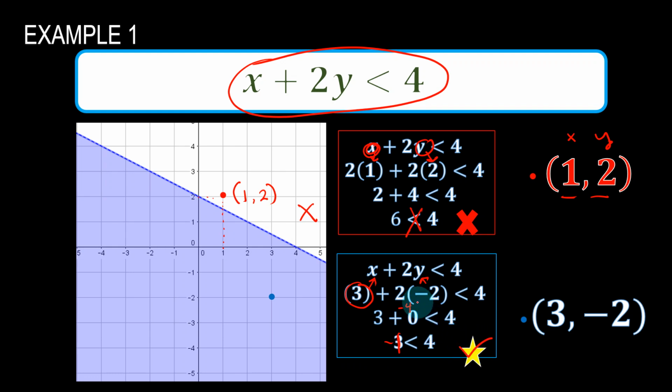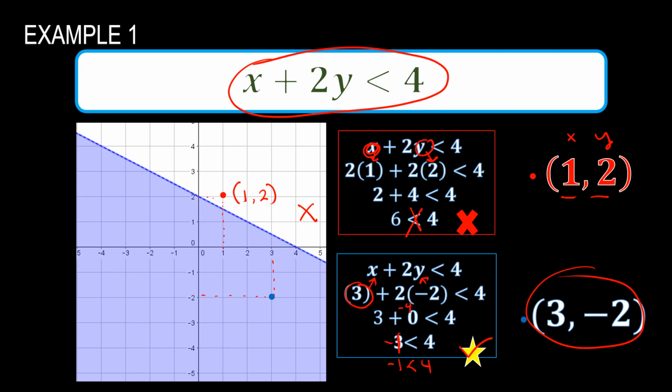Since this kind of inequality, when we plug in the 3 and negative 2, we've got the idea which is really true, that negative 1 is really less than 4. Therefore, it is included. Again, the positive 3 and negative 2. Okay, I hope it's clear. And maybe there's a confusion here. I thought this is 2 minus 2. The right answer is 2 times negative 2, which is negative 4. 3 plus negative 4 is negative 1. Okay, I hope that is clear.